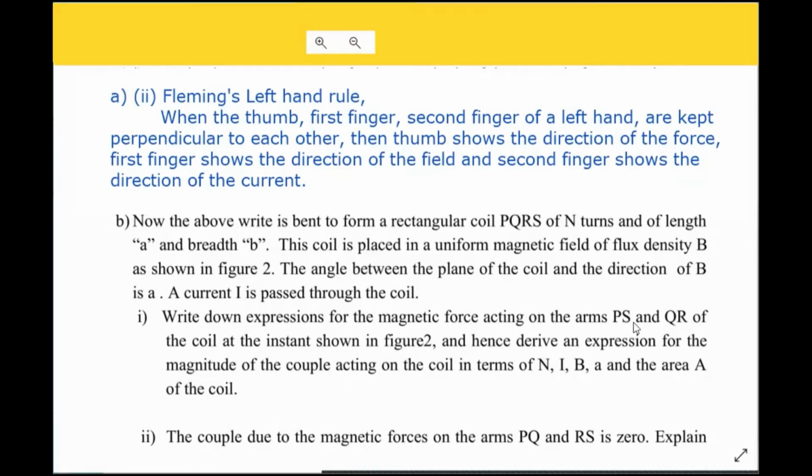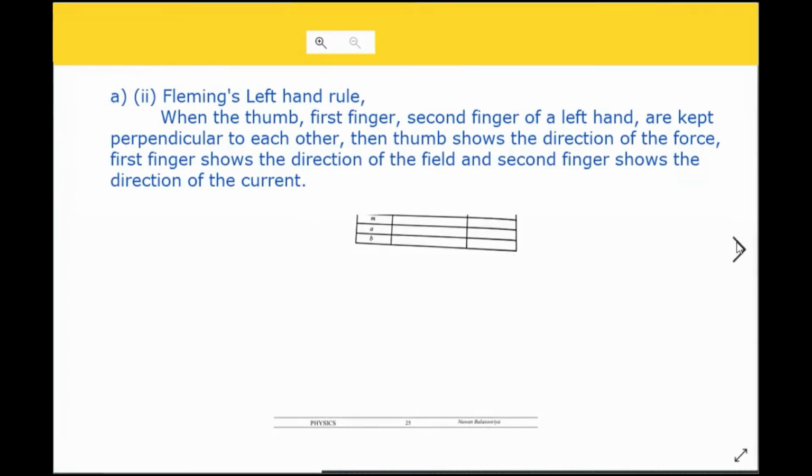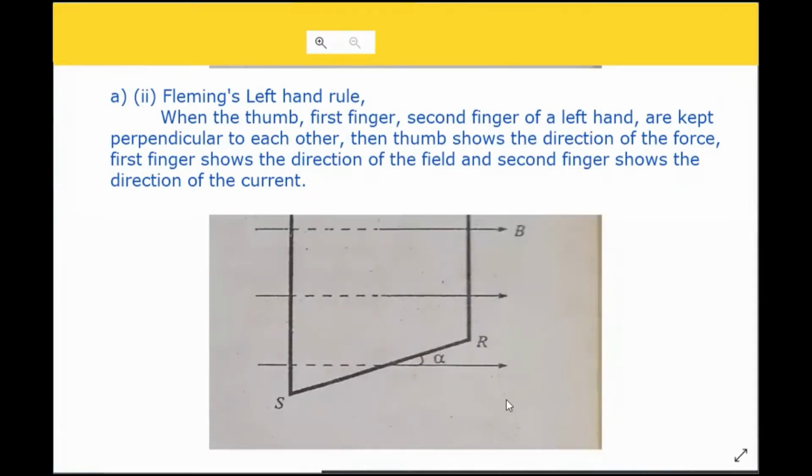So this is what we have done in our theory note. Right? So all the things that we have written in the theory note, they ask as a question. Right? Let me show you figure 2. This is figure 2.